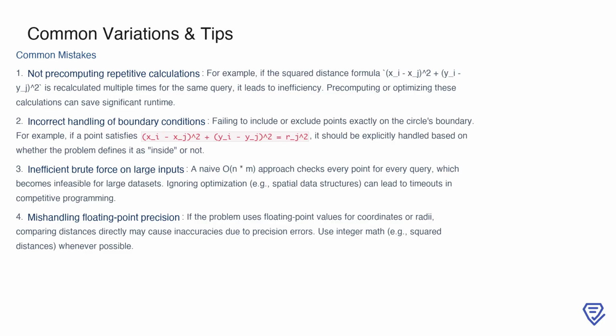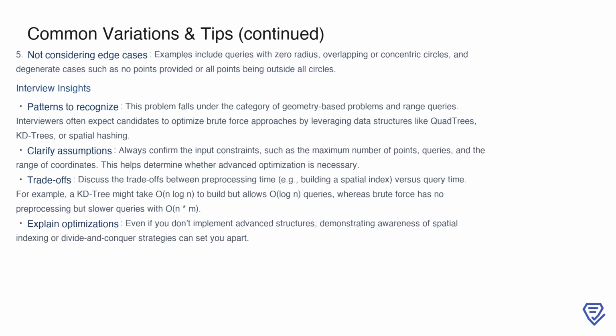For problems involving floating point coordinates or radii, direct comparisons can lead to inaccuracies. To avoid this, use integer math, such as squared distances, to maintain precision and ensure correctness. Now, let's talk about edge cases and interview insights. Overlooking edge cases, such as queries with zero radius, overlapping or concentric circles, or scenarios where no points are provided, can lead to unexpected failures. It's essential to account for these possibilities in your solution.